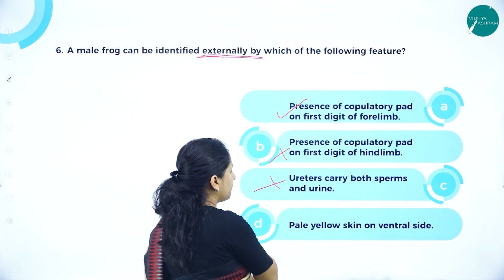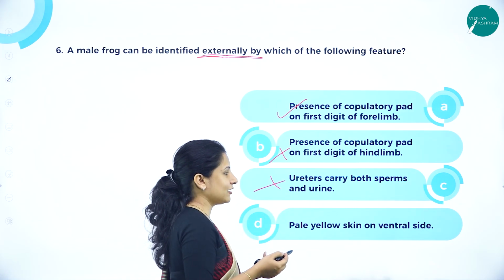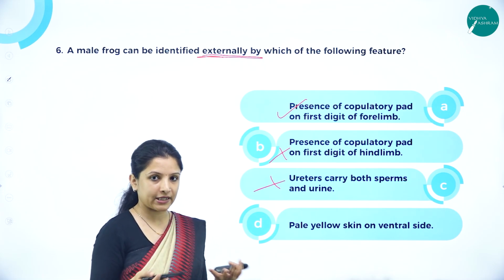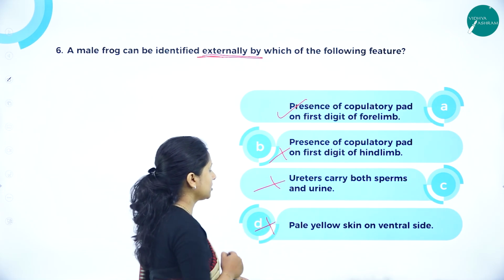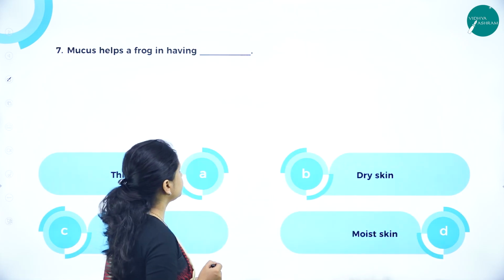So this is wrong. Pale yellow skin on ventral side. Pale yellow skin on ventral side is present both in male and female. So this also is not correct. So the right answer is option A.